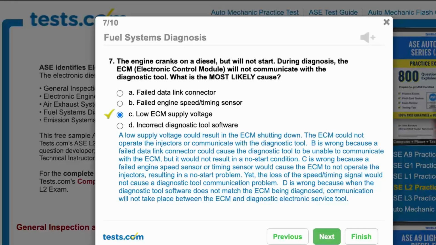C. Low ECM supply voltage. A low supply voltage could result in the ECM shutting down. The ECM could not operate the injectors or communicate with the diagnostic tool.